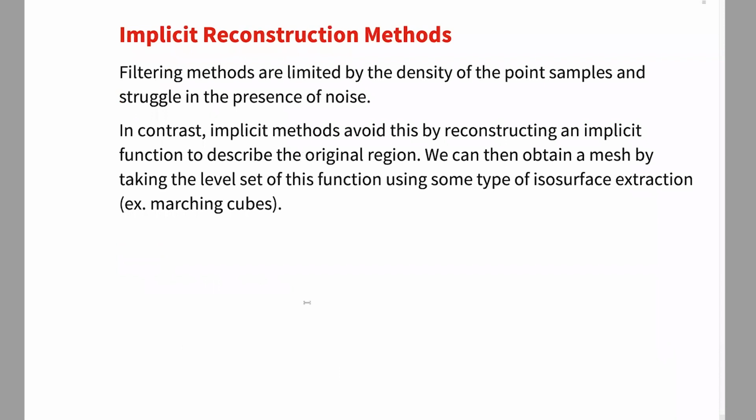All right, so the last category and method we'll be talking about today is implicit reconstruction methods. Unlike filtering methods that were limited by density of point samples and struggled with noise, implicit reconstruction methods try to avoid this by reconstructing the implicit function that describes the actual region. So we can obtain a mesh from this function by using the level set of this function with some sort of isosurface extraction like marching cubes.